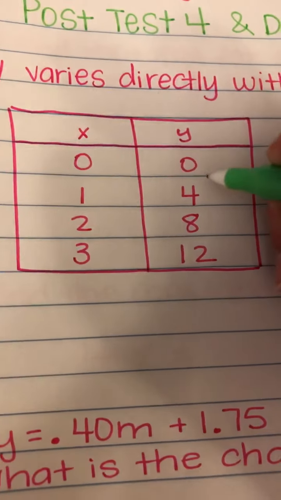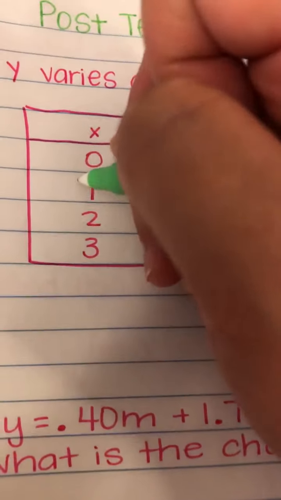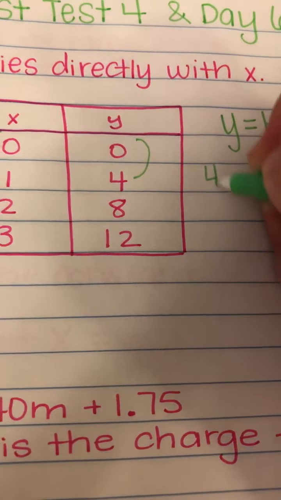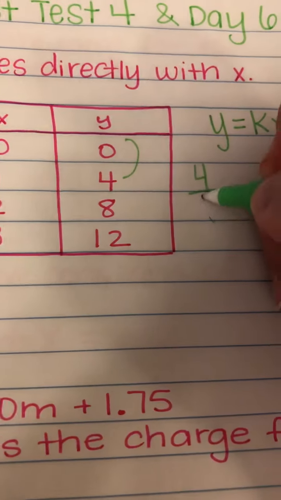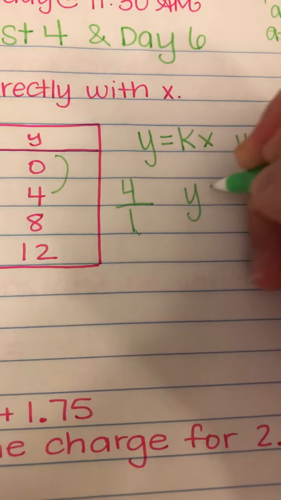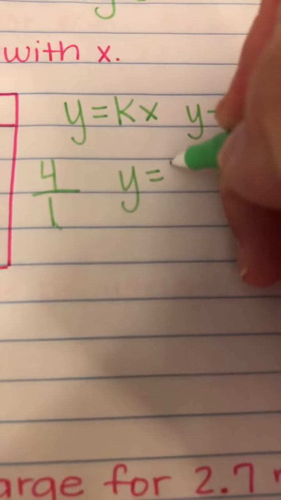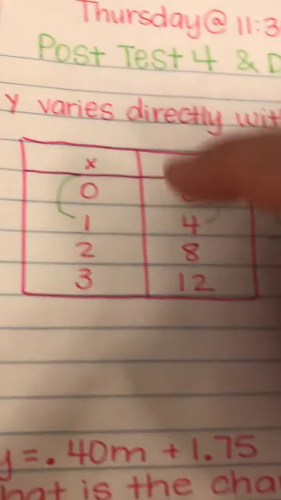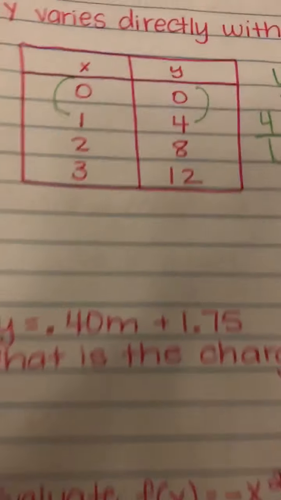So we would just go about this like normal, changing y over changing x. So 4 minus 0 is 4. 1 minus 0 is 1. So this slope is 4. So I would have y equals 4x. That would be my equation because your y-intercept is 0.